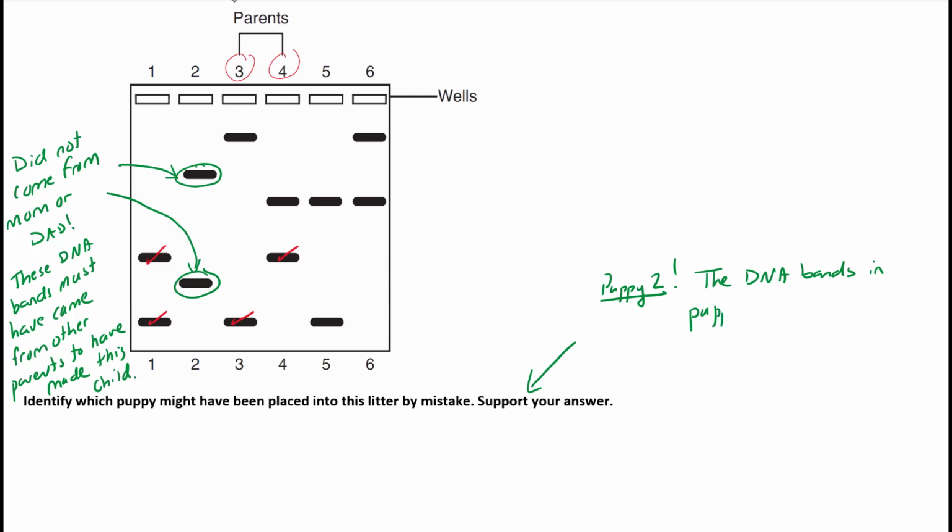And we could do 5 and 6. You could see puppy 5 has the first DNA band from parent 4, the second one's from 3, and the other puppy, puppy 6, the 2 bands are from mom and dad.